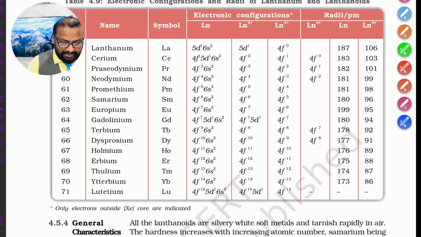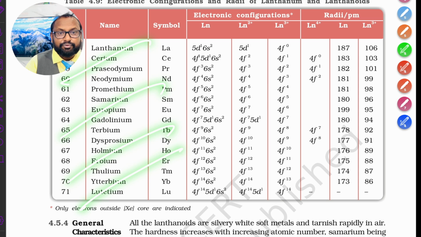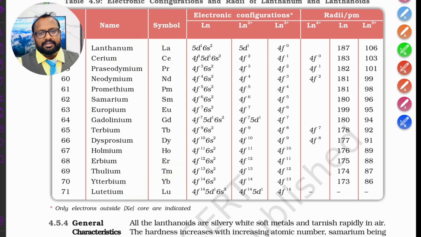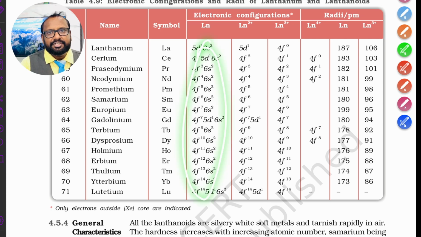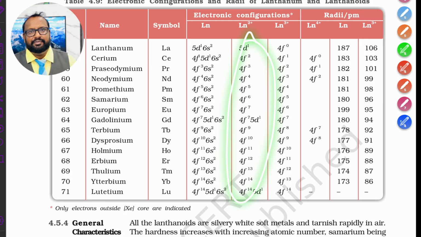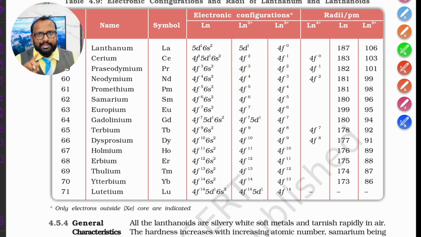How exactly do they look? These are the lanthanides you can see here. There are 14 elements after lanthanum, from cerium to lutetium. These 14 elements have different electronic configurations, and their ions also have different electron configurations. So lanthanum has +2, +3, and +4 configurations.